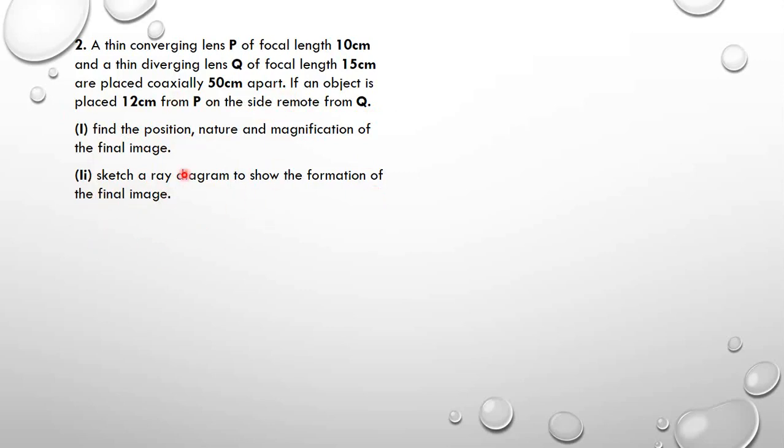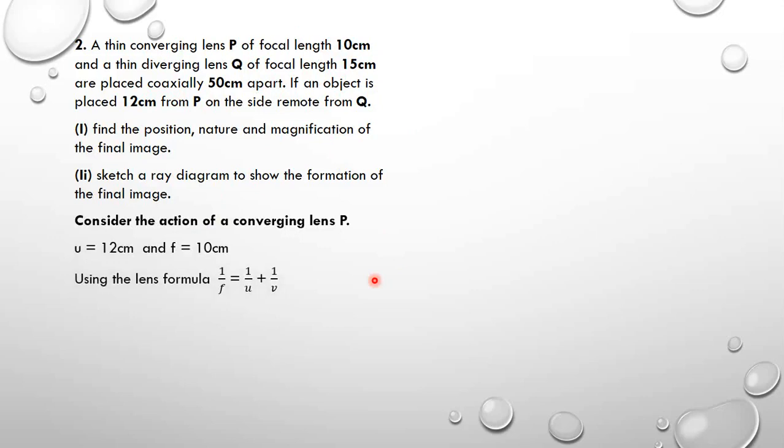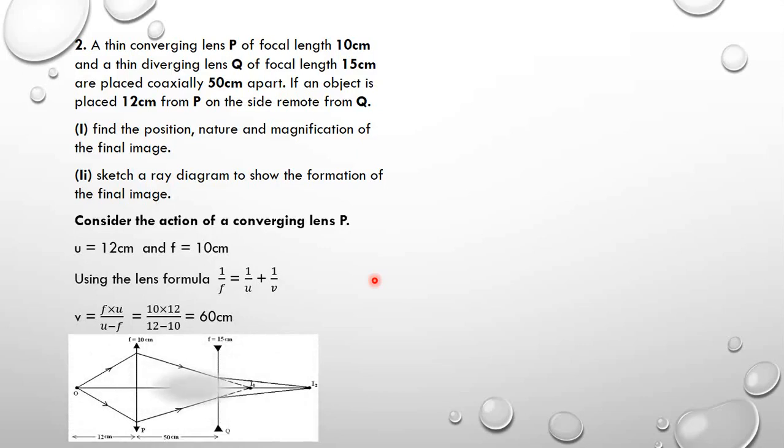So we can work out first and then sketch, but it is also good to sketch as we are working out, because that helps you. So especially for the first case, we know the action. If we consider the action of the first lens, that is lens P, we shall look at U. The U is going to be 12, and then the F is 10. It is positive, so we shall have our V. Using the lens formula, our V is going to be 60 centimeters.